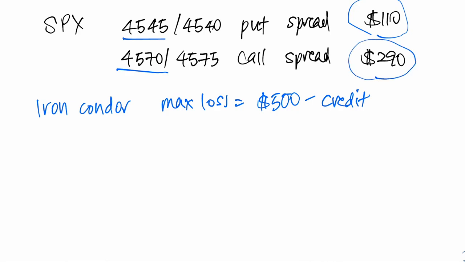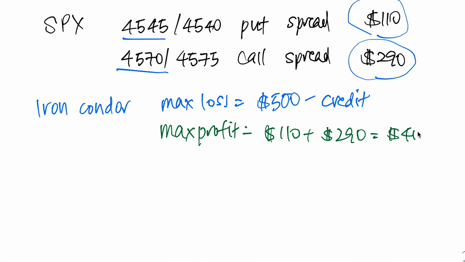So essentially what we're doing here is we're changing the risk-loss ratio in a sense. So my max profit for this iron condor is the 110 plus 290 that I collected, which is $400. What that means now for my max loss is instead of it being 500 minus 110 per leg or 290 per leg, my max loss is now only $100.